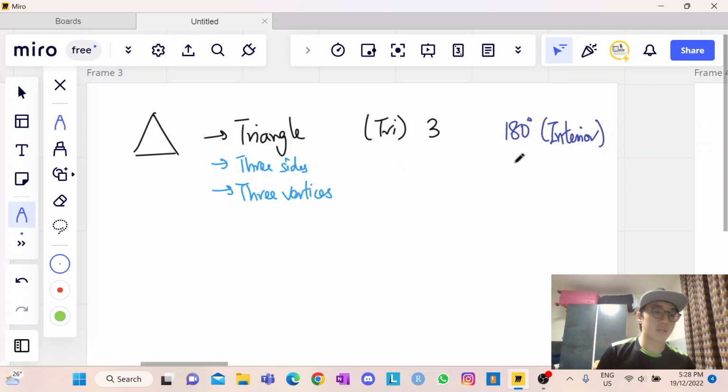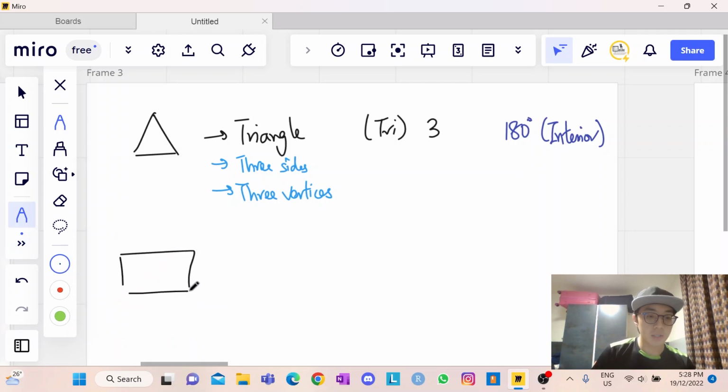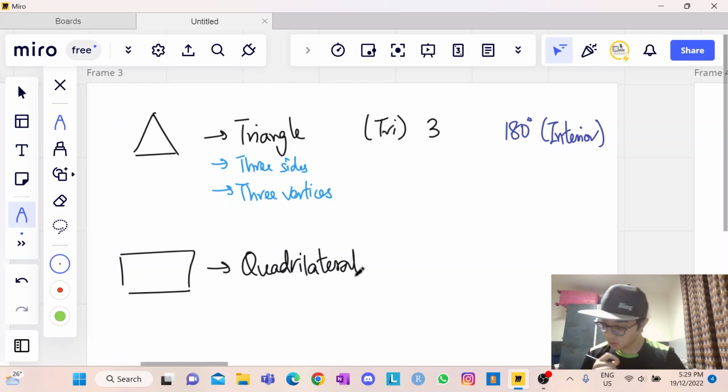Okay, and you have 180 degrees of interior angles. Number two, you will have something that has, you might say this is a rectangle. Okay, if you draw all the sides equal, it will be a square. However, we have a general name for shapes that have characteristics of four, which is called the quadrilateral.